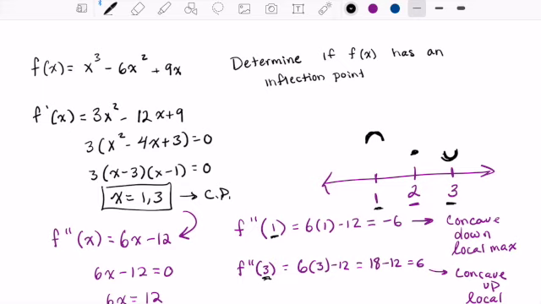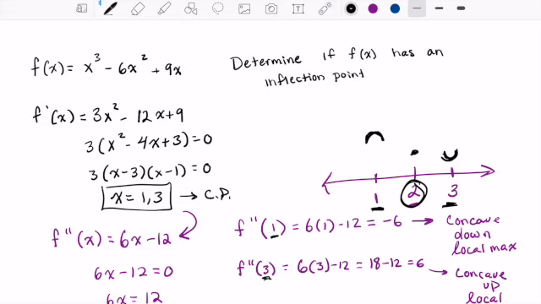The fastest way is to find your second derivative. Take your function, get all the way down to the second derivative. Set your second derivative equal to 0 and solve. That's going to give you the potential for your point of inflection. Then, once you have that point, just take 2 different points on either side and see if it is concave up or concave down.